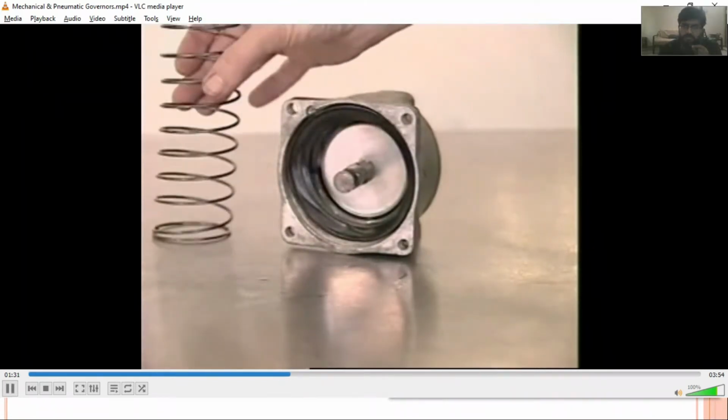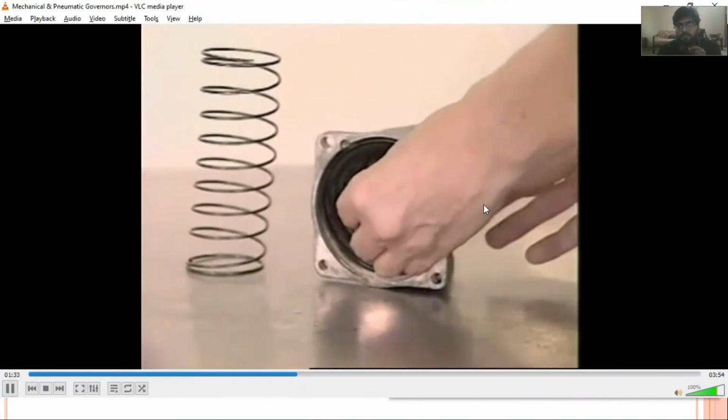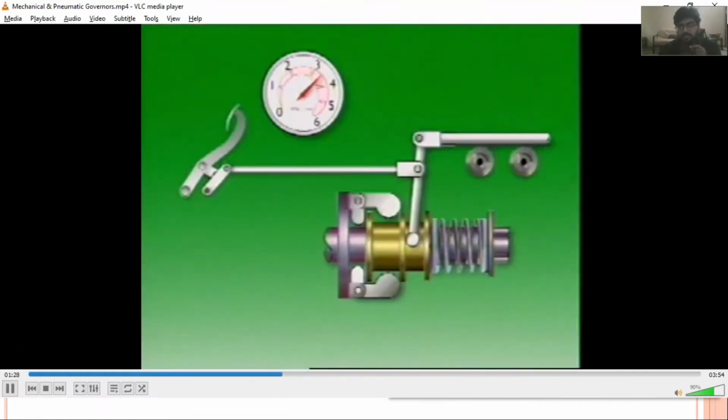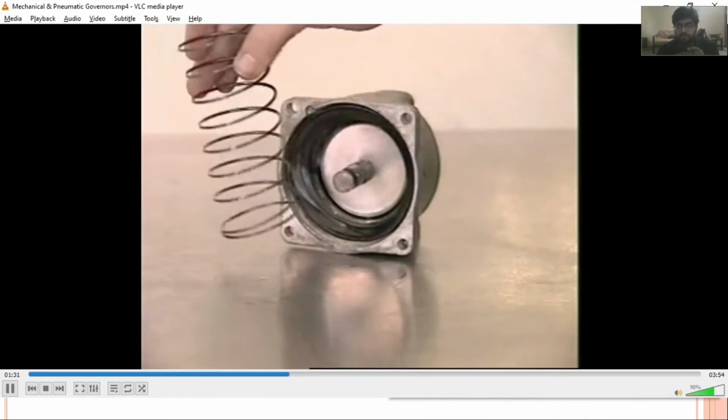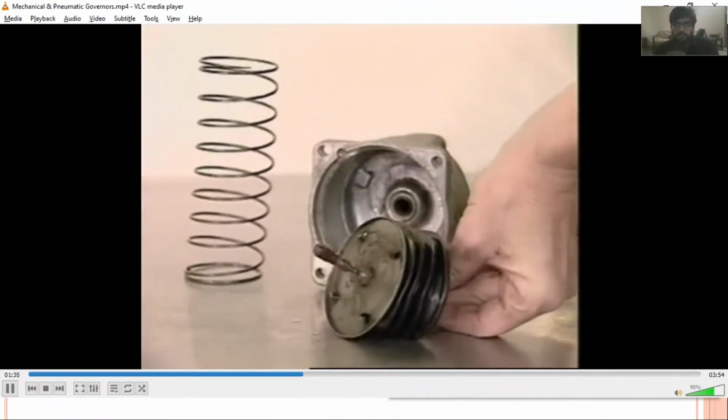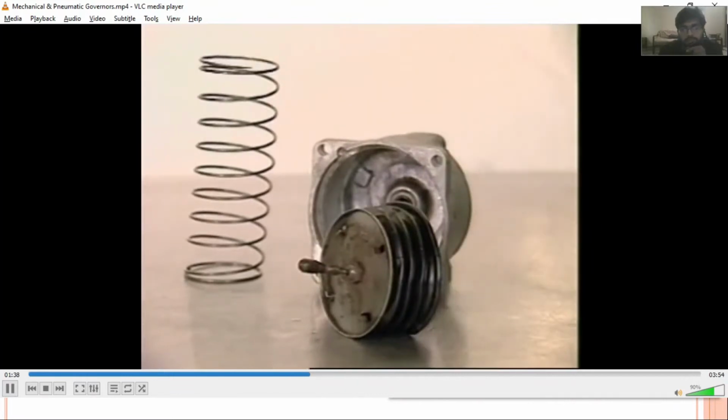A pneumatic governor has a manifold mounted Venturi unit linked by tubing to a sealed diaphragm assembly on the inline injection pump housing. So this is your complete diaphragm unit. We have this diaphragm spring, this is our diaphragm, and this unit is basically controlling the fuel rack.